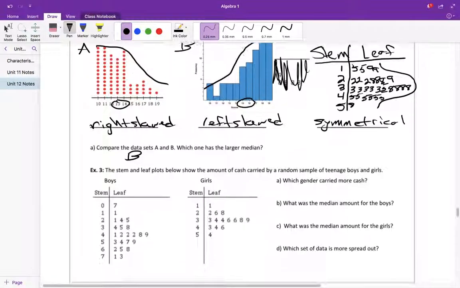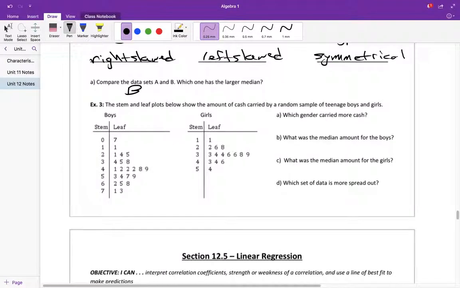Okay, so then example 3. The stem and leaf plots below show the amount of cash carried by a random sample of teenage boys and girls. For part A, which gender carried more cash? Well, let's see, the highest for boys was 73, the highest for girls was 54. So I would say the boys in general, it looks like, carried more cash on them.